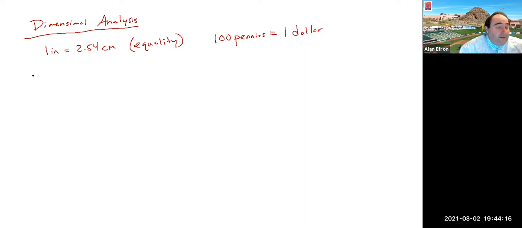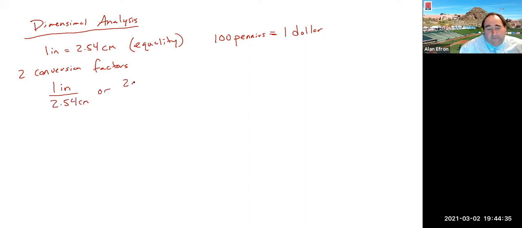From any equality, we really could write two conversion factors. And when we do conversion factors, they're basically just fractions. So we could say, for example, in 1 inch, there is 2.54 centimeters. Or in 2.54 centimeters, there is 1 inch. Same thing over here. We could say 100 pennies is $1.